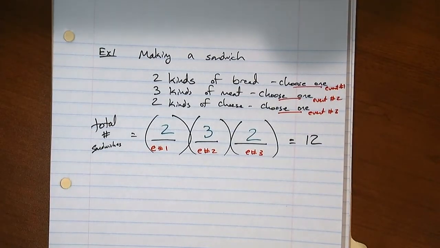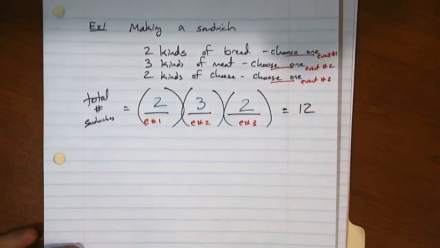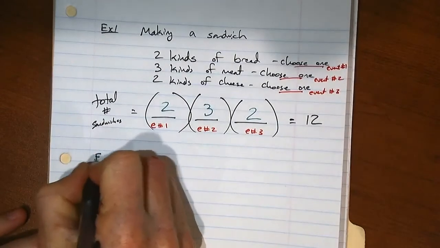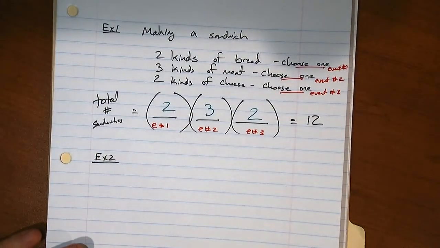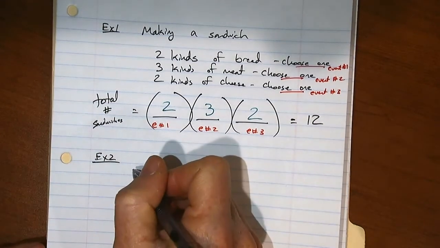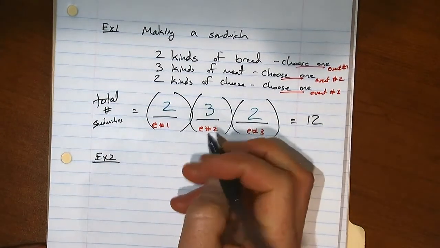And that's the example of a fundamental counting principle type of problem. Okay, let's consider this, for example. Example number 2. All right, so let's suppose that I've got a deck of cards. We've learned in a previous video that a deck of cards has 52 cards in it.